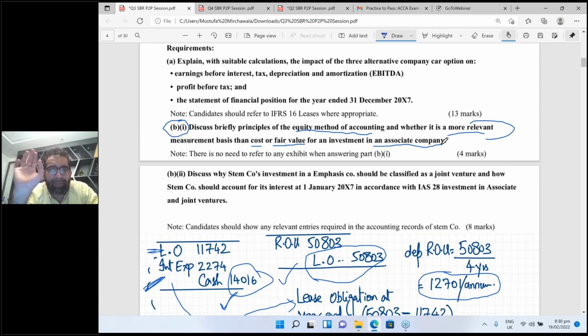Okay, see the exam, there is no need to refer to any exhibit when answering this. See this note, there is no need to refer to any exhibit when answering part B of this note. Okay, let me show you.